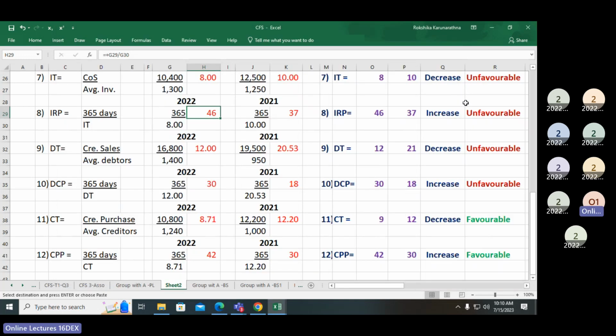Now when you are asked to interpret, interpreting a ratio means you have to mention correctly whether it is favorable or unfavorable. And some people don't get marks for these interpretations in the examination context.